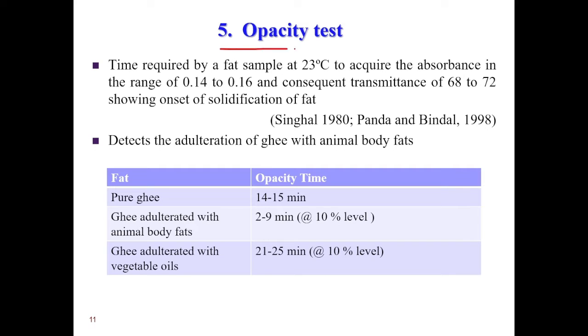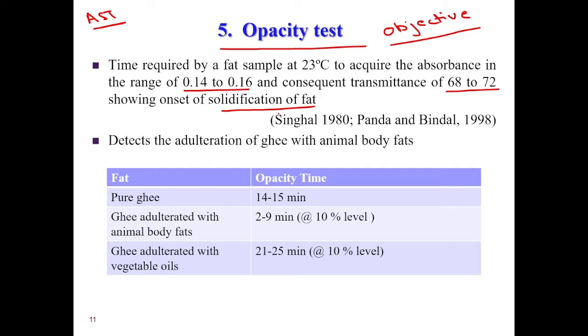The opacity test is the same as the AST test, only here the test has been made objective. In AST we were visualizing the solidification point, but here we measure the absorbance and make the result objective. So it is the time required for a fat sample at 23 degrees Celsius to acquire an absorbance in the range of 0.14 to 0.16 and a transmittance of 68 to 78%, showing the onset of solidification of fat.